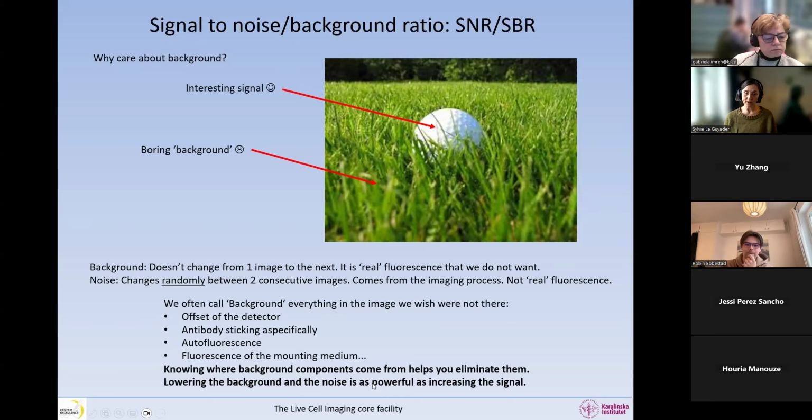Lowering the background and the noise is as powerful as increasing the signal when it comes to improving the signal to noise ratio or the signal to background ratio. You can increase the signal or decrease the background and noise. It has the same effect. Everybody tends to think, oh, I'm going to push the lasers, so I increase my signal, and actually we forget that we need to work on the background and the noise as well. So cut the grass so that you can find the little ball.